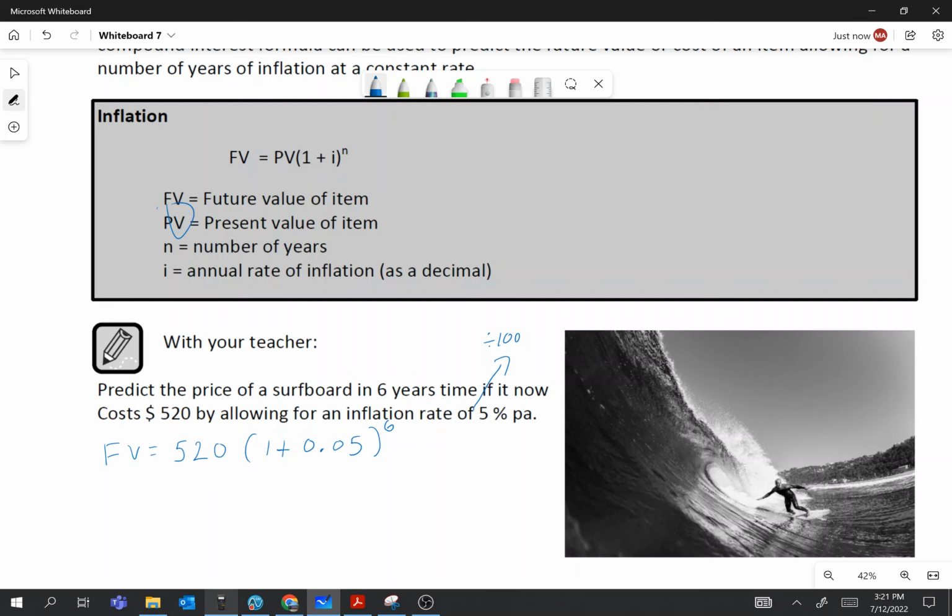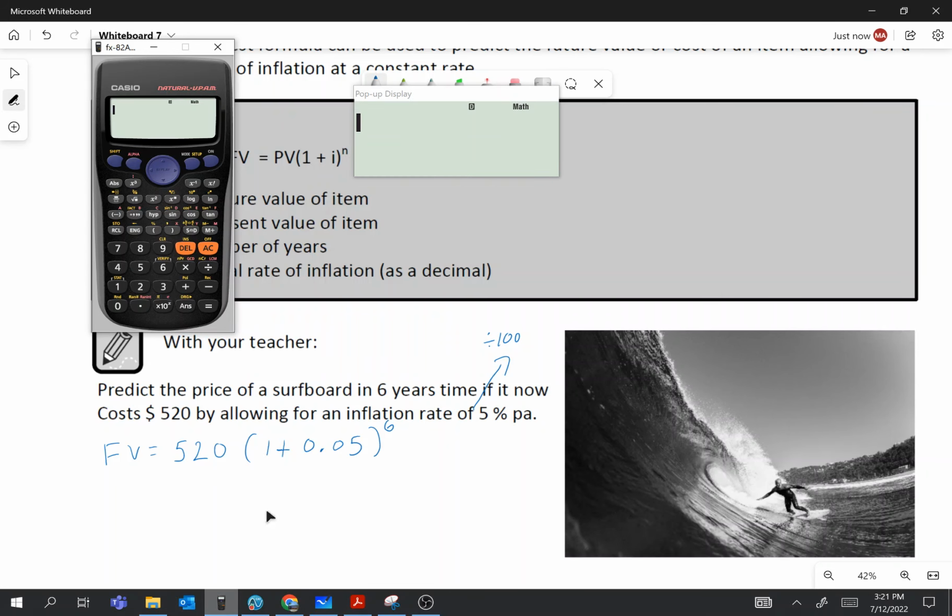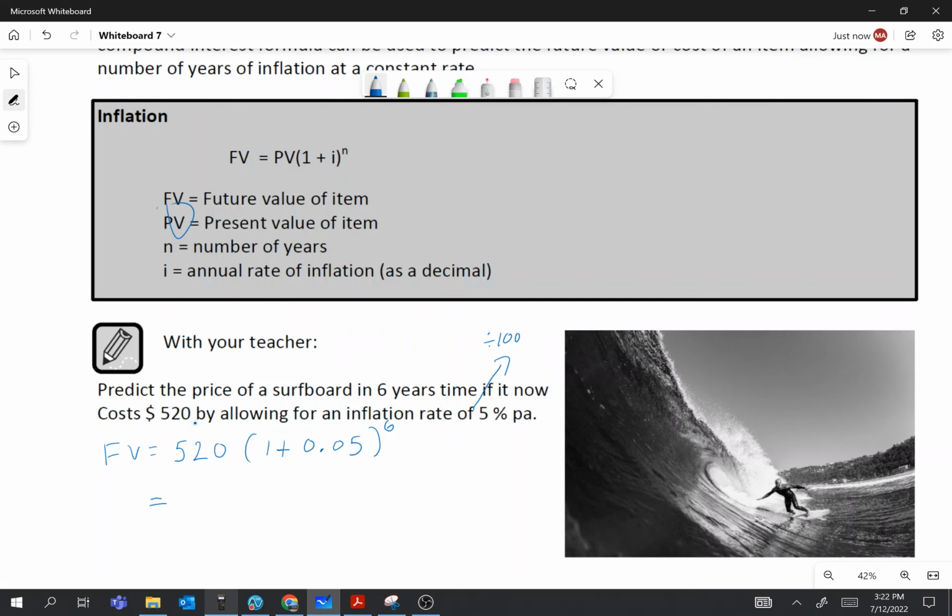Now, one good thing about the inflation questions, because they're generally yearly, we don't need to adjust the interest rate and the number of periods the way we do with compounding interest by dividing or multiplying appropriately. So we can just leave those as is. Okay, so you pop that into the calculator and we'll see what we get. So this surfboard is going to cost $696.85 in 6 years' time. What did we get there? $696.85.